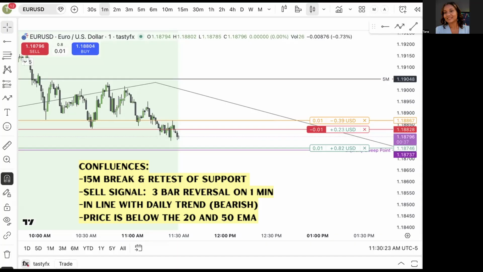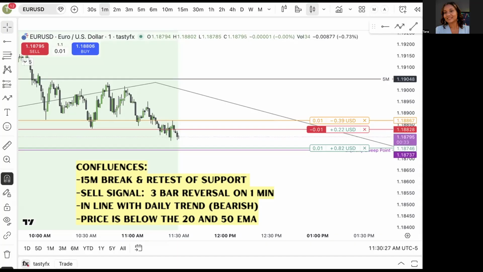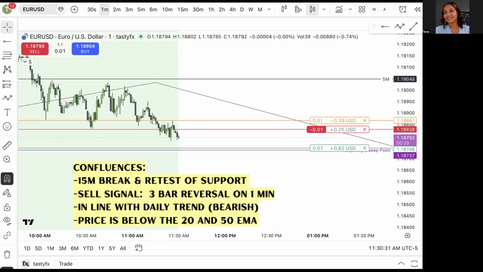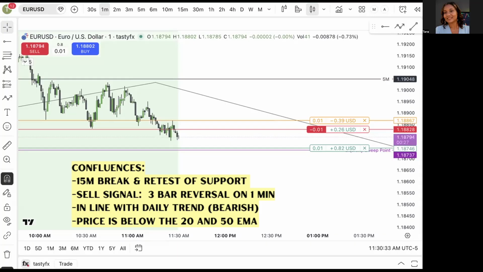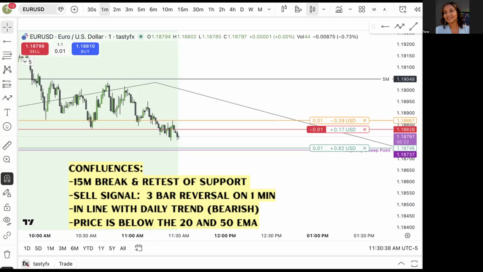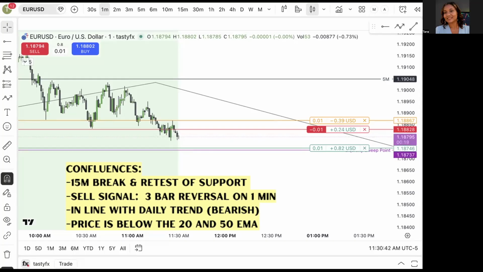All right, and then we were in line with the daily trend. So we checked out the daily chart before we entered, and we also noticed that price is trading below the 20 and the 50 EMA. Those are all reasons to enter the trade. Those are confluences that help to strengthen our idea.